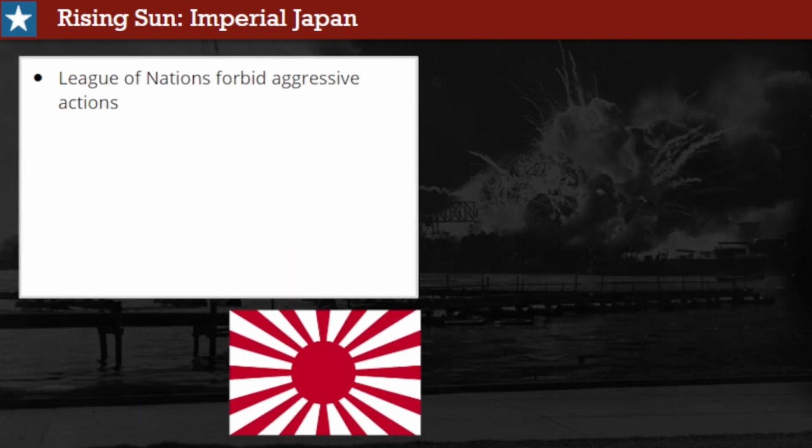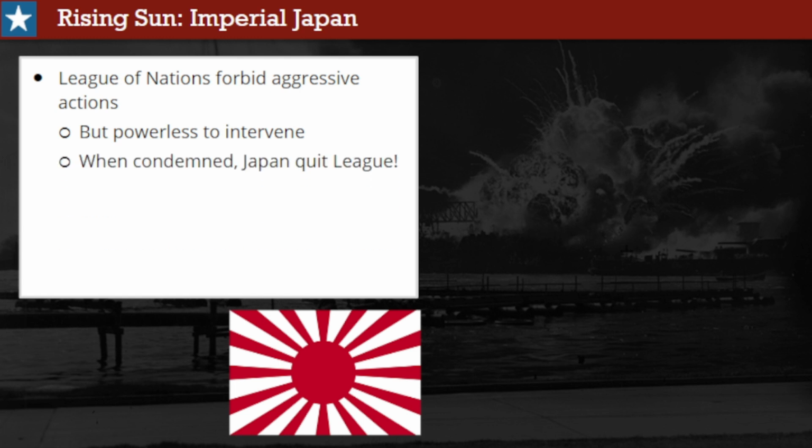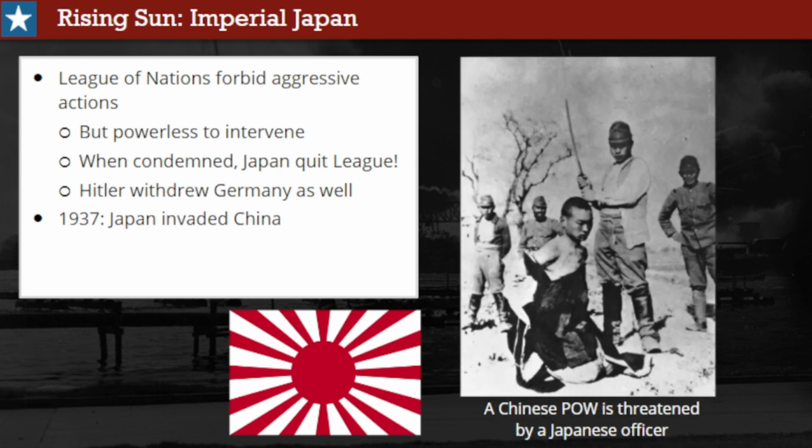Japan and China were both members of the League of Nations, whose laws forbid aggressive actions like Japan's. But when China asked the League for help, it was powerless to intervene. The organization could only condemn Japanese aggression, and in response, Japan simply quit the League of Nations. Adolf Hitler was impressed. When he became chancellor, he followed the Japanese example by withdrawing Germany from the League of Nations as well. In 1937, Japan invaded China, leading to full-scale war in Asia. The Japanese captured the Chinese capital of Nanking and then brutally killed as many as 200,000 civilians.